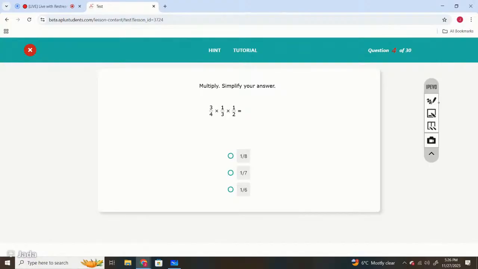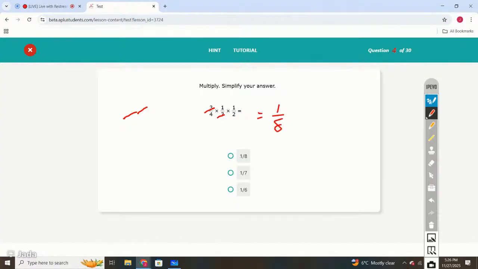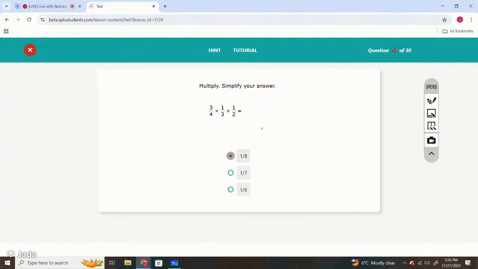Multiply 3 by 4 times 1 by 3 times 1 by 2. So which is the correct option? So 3 and 3 cancel out. So that is 1 over 8. The correct option is 1 by 8. Option number 1 is the correct option.